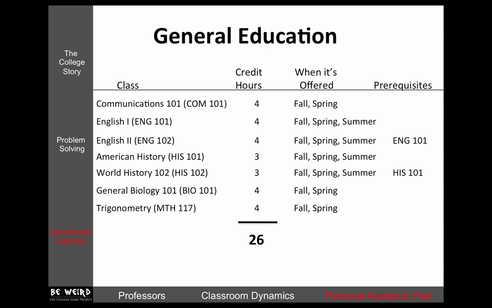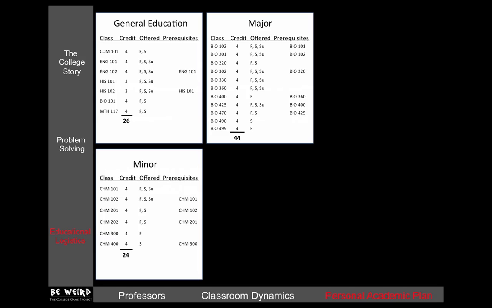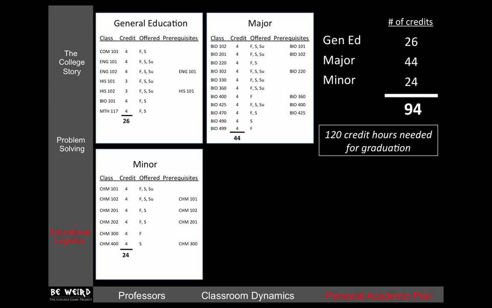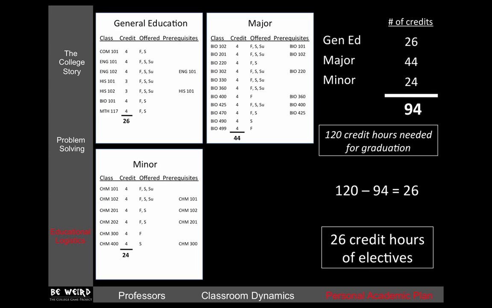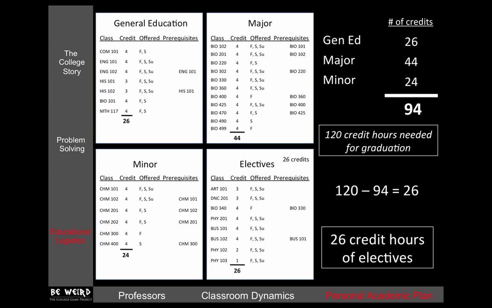What you want to do is do the same thing for your major and your minor the same way you did it for general education. Once you've done this for general education, your major, and your minor, sum total the total number of credits for each one of those, in this case, 94, and subtract that number from the total number of credit hours you need to graduate from college, which is typically 120. This will then tell you the total number of electives that you need to take before graduation. Once you have that number, make a 4th piece of paper, name it electives, and pick the number of elective courses you need from the course catalog.